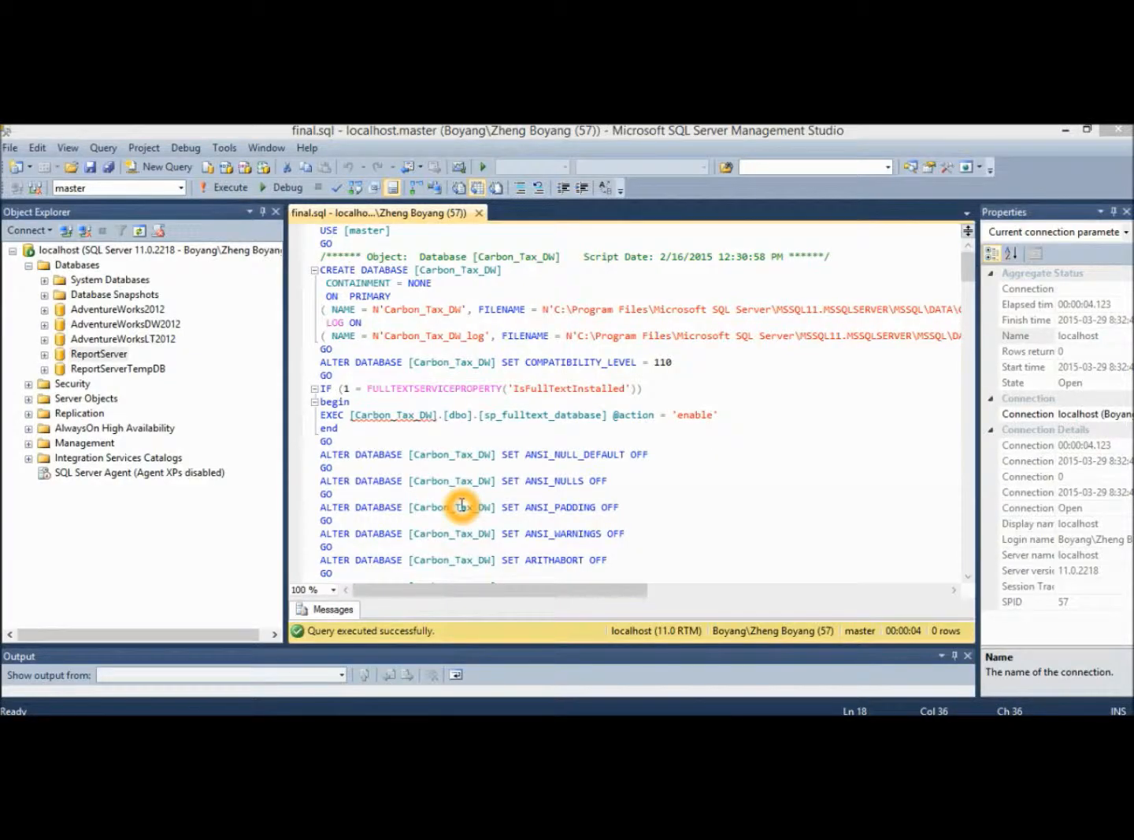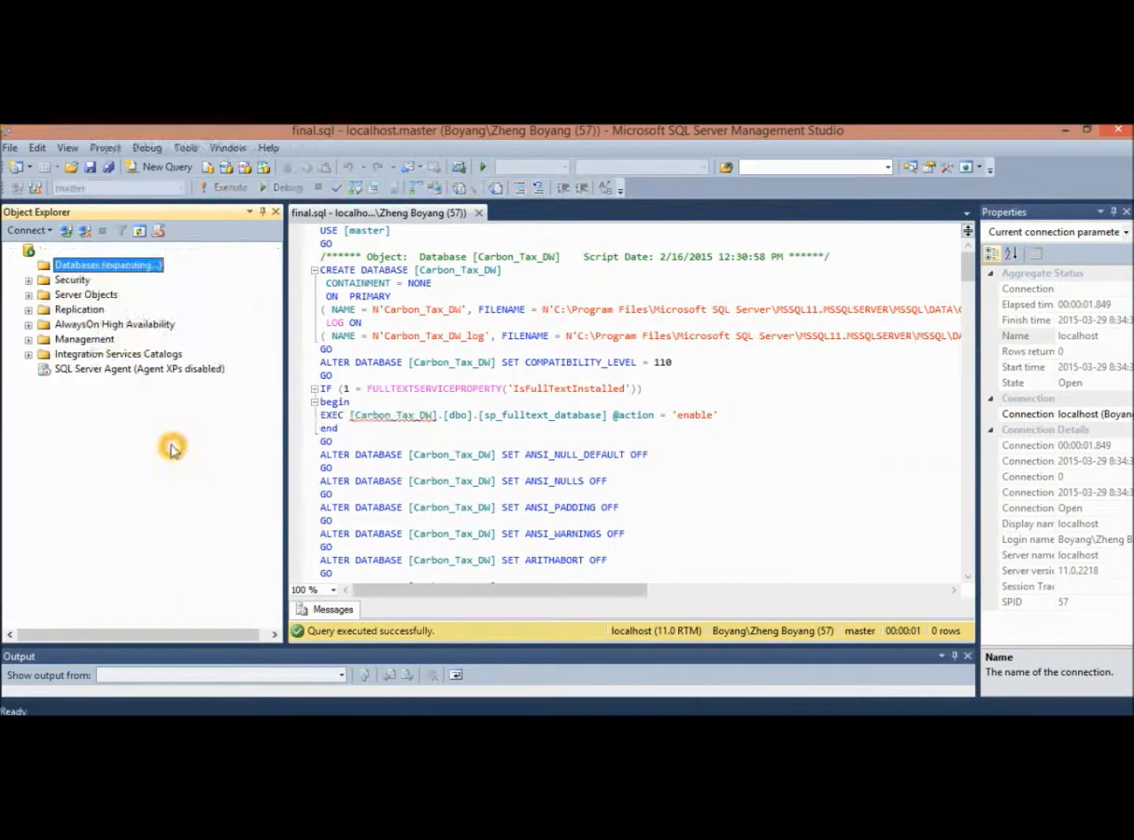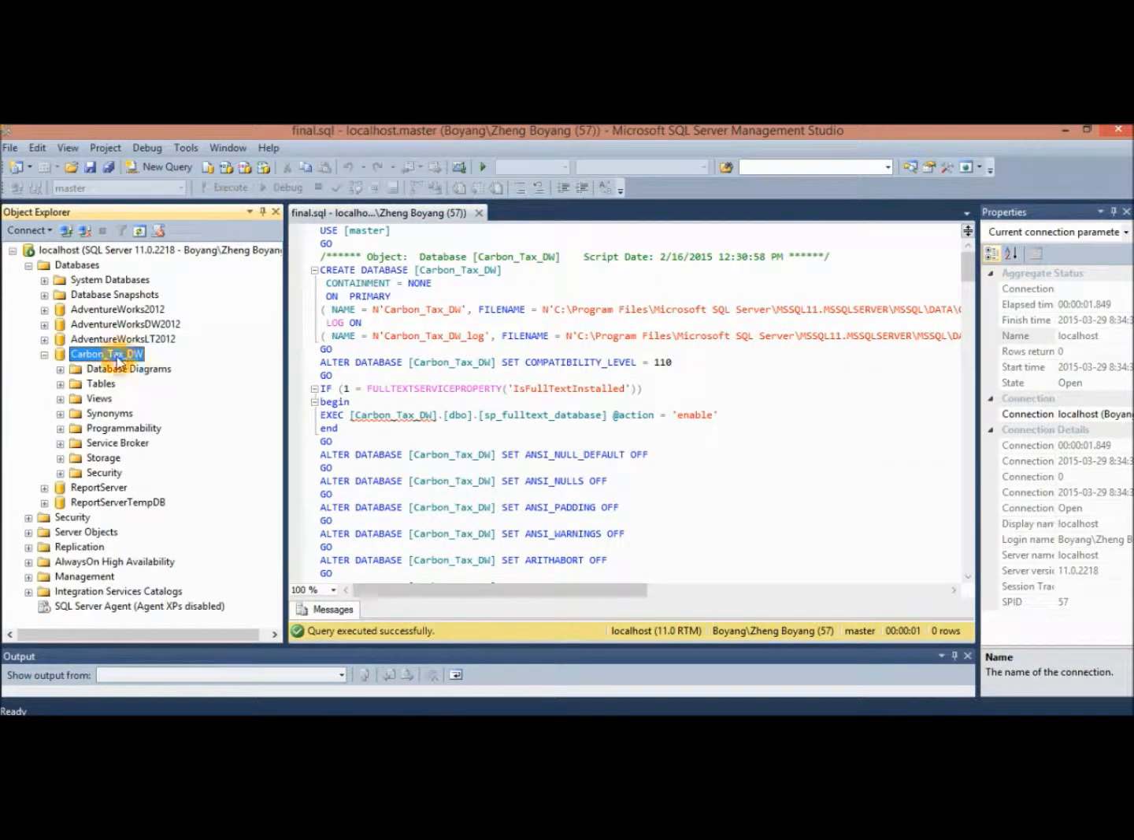Ladies and gentlemen, welcome to Slice and Dice. First, we start off by constructing our carbon text data warehouse from a script. Let's run it. And it's done. Here you can see the newly created database, but without data.